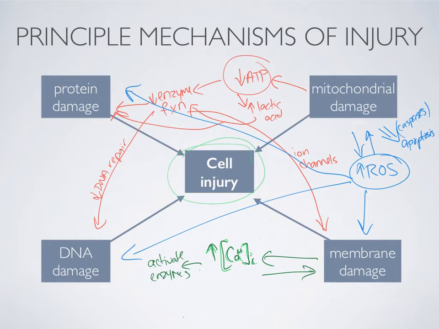So some of these are endonucleases, and they're going to cause DNA damage. Some of these are proteases, and they're going to cause protein damage. And some of these are phospholipases, so they're going to further cause membrane damage or mitochondrial damage.